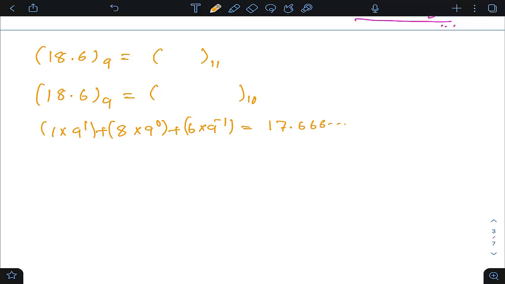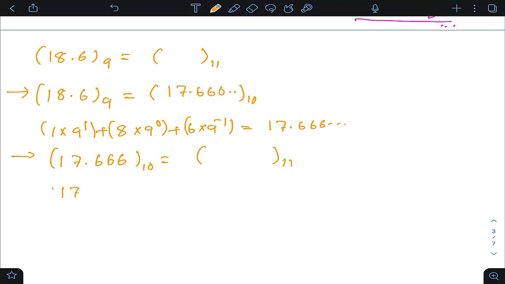17.666, like this. So this is the answer, 17.666. Okay, so now the next step is, so this is your step 1 and this step 2 will be this 17.666. Okay, this in base 10 is how much in base 11. So I'm converting now base 10 to base 11. So you have to go by that integer part separate, fractional part separate.